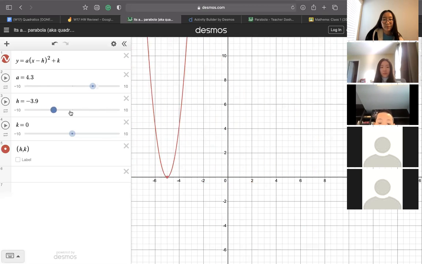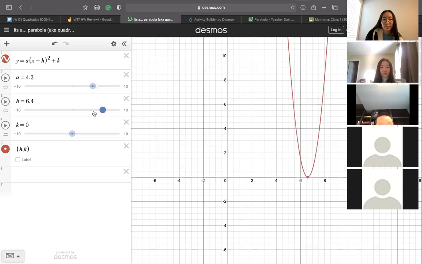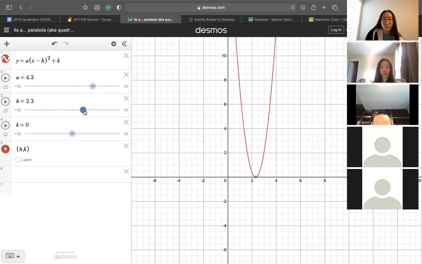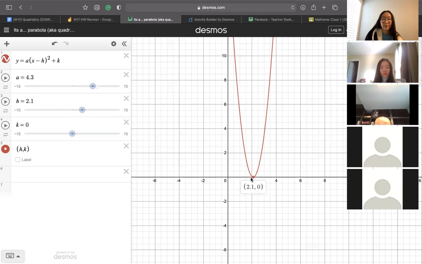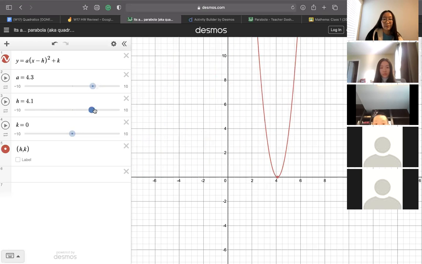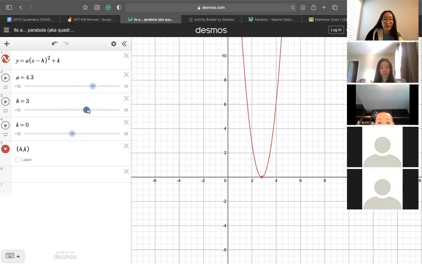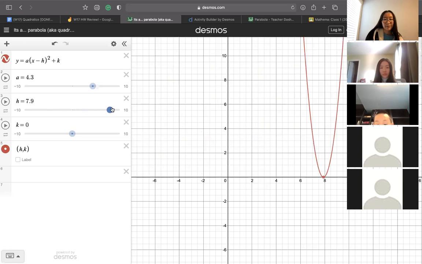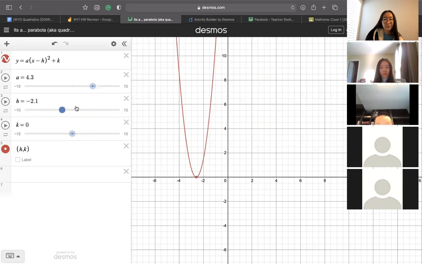It changes where the origin is on the x-axis. So we're going to call this point down here the vertex. So it changes the vertex on the x-axis. Yeah, so this affects the x coordinate of the vertex. And notice that as h goes positive, it goes that way, negative goes this way.